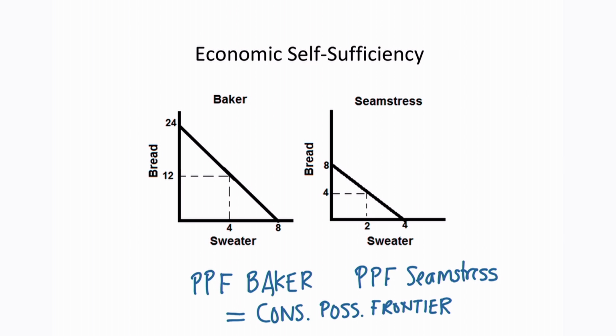So if they split their time evenly, the baker is going to produce 12 loaves of bread and 4 sweaters, and the seamstress is going to produce 4 loaves of bread and 2 sweaters.